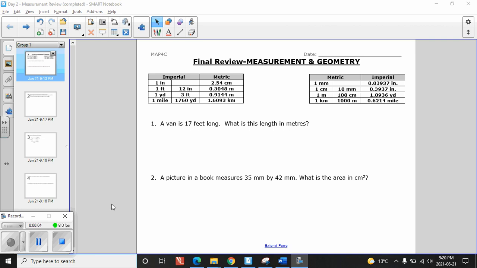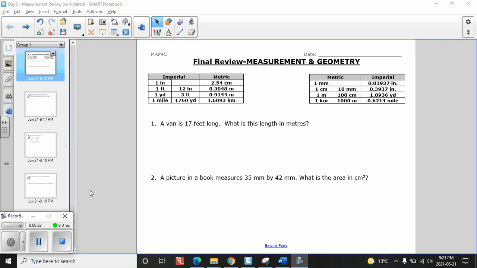Okay, here we go. So we are getting underway with our final review. There's going to be 6 different topics that we cover. The first one here being measurement and geometry, and the next video is going to be about trigonometry.